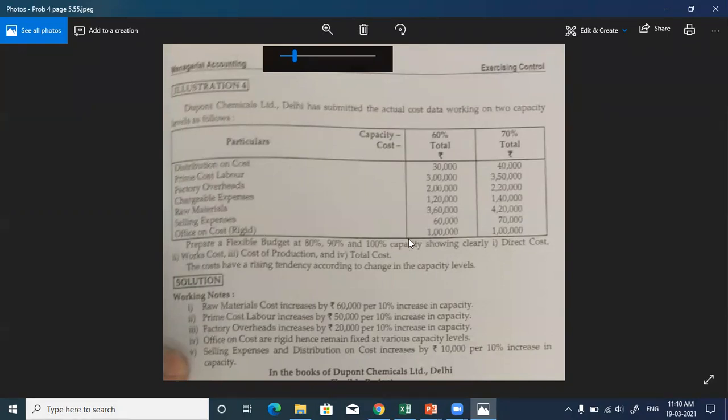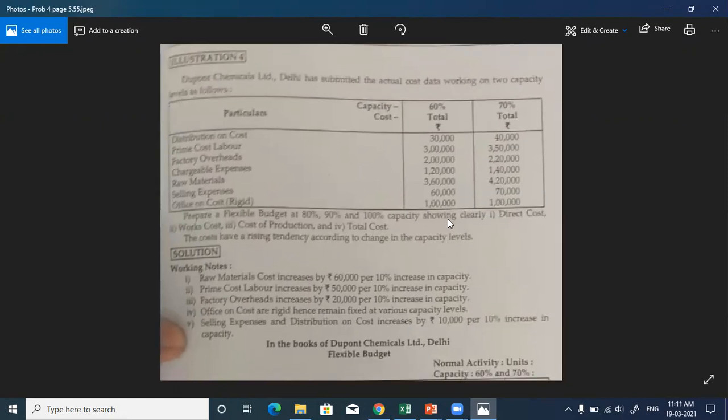So this expense of 1 lakh will remain the same at any given level of output or capacity. So this will be fixed, 1 lakh, 1 lakh, 1 lakh. You are asked to prepare a flexible budget at 80% capacity, 90%, 100% capacity for these expenses, clearly showing what is the direct cost, what is works cost, what is cost of production, and lastly, what is the total cost incurred for manufacturing the products at different capacity levels.